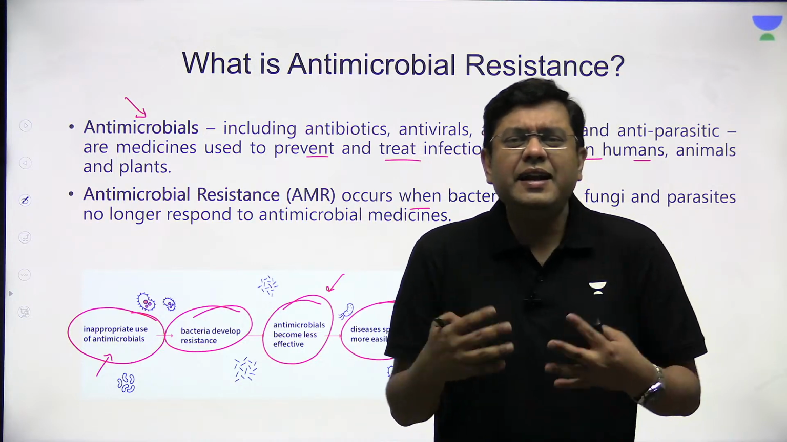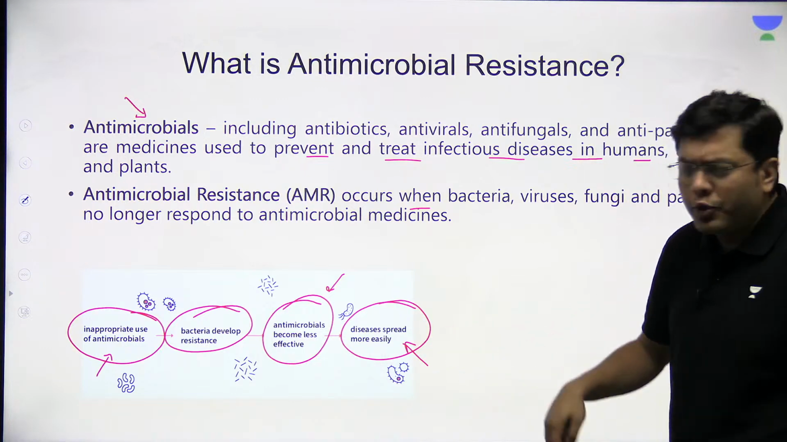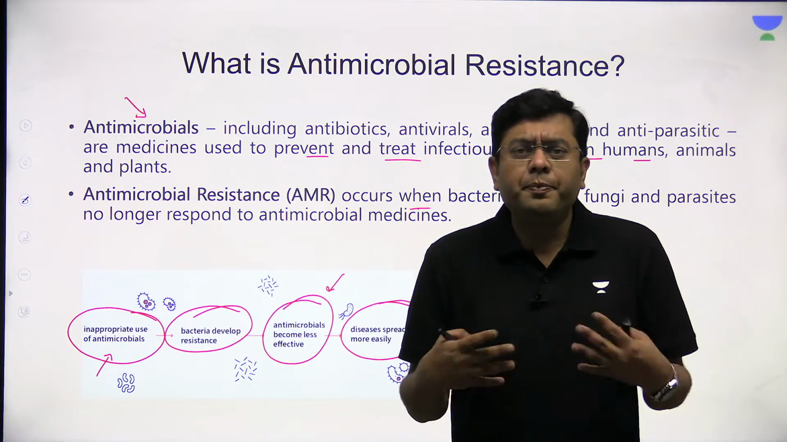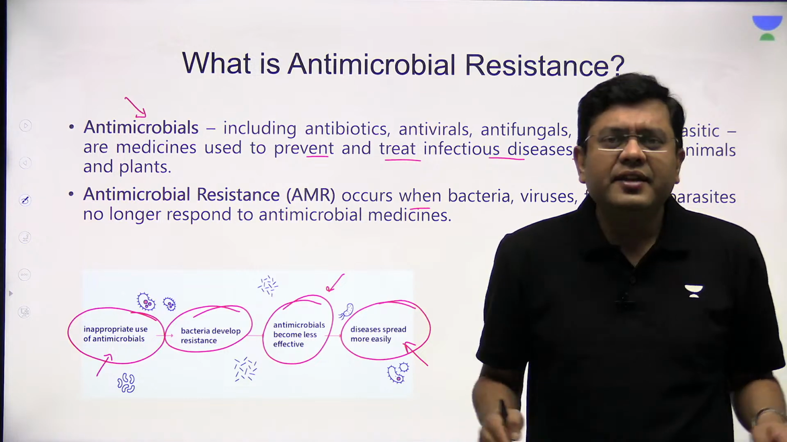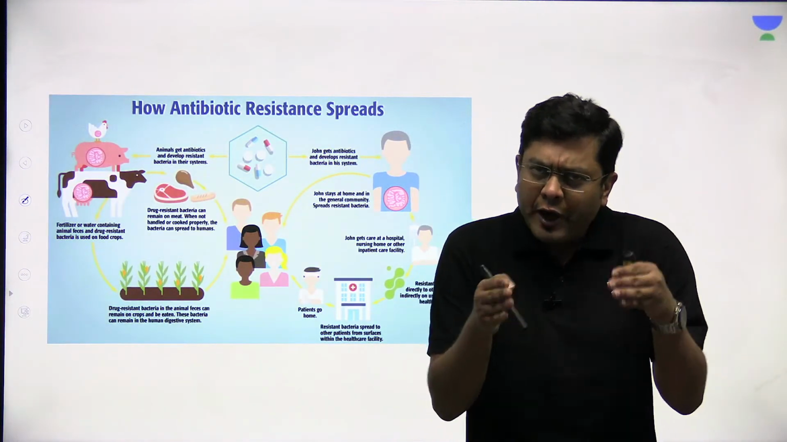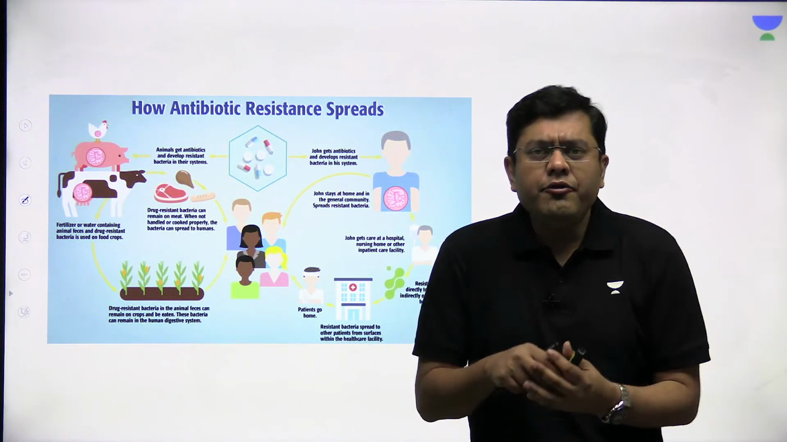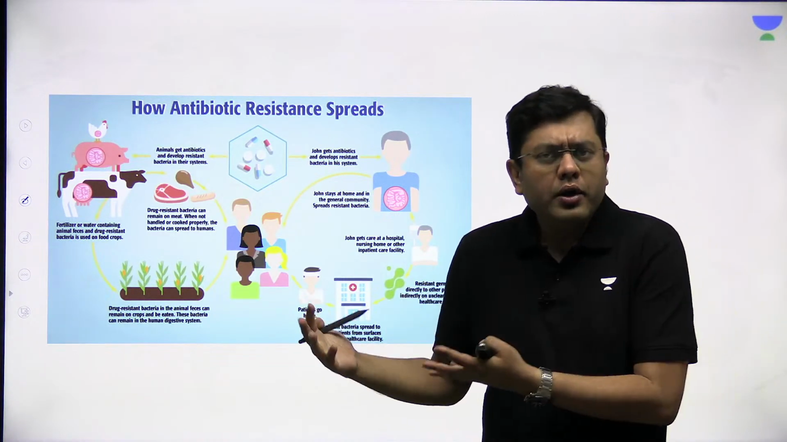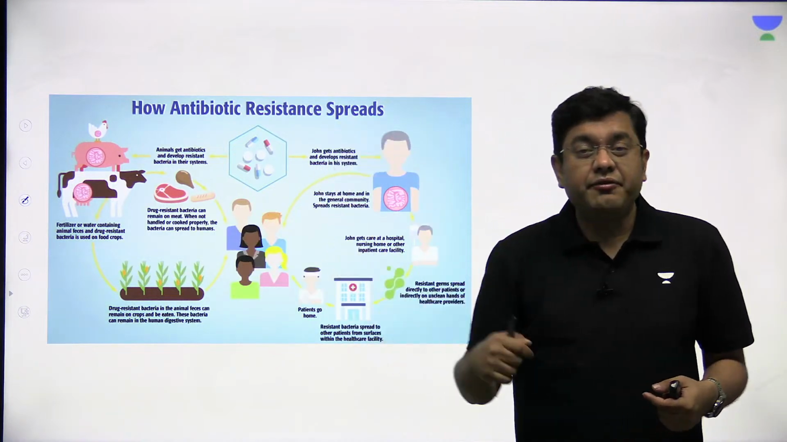Now, how does antimicrobial resistance spread? Here you have seen that diseases spread more easily. But how do these diseases spread? There are various different factors and various different cycles through which this disease can spread. One of those is the poultry and fishery sector, and one of those is the direct contamination from human to human, or the contamination that we gather, let's suppose, from the hospitals that we have visited.